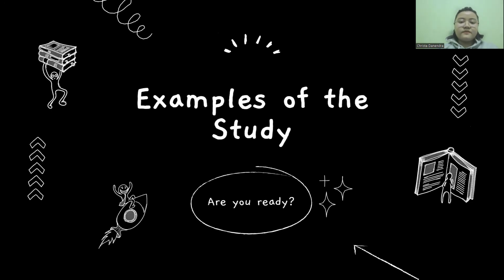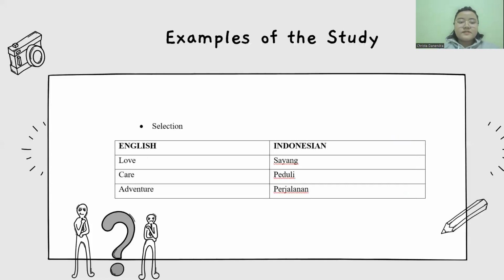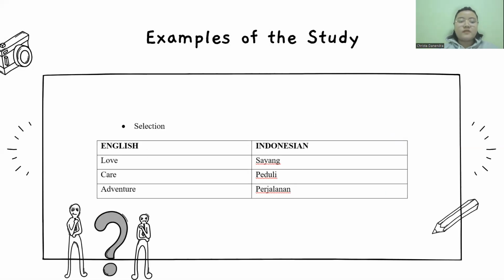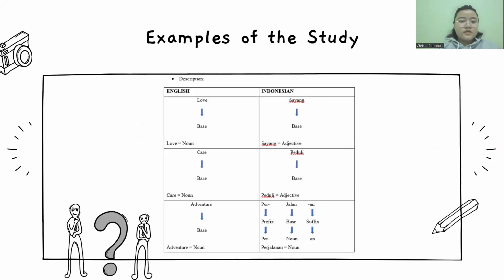Okay, so for the example of the study, the first one is the selection. In English, there are three words: love, care, and adventure. And in Indonesian, they mean sayang, peduli, and perjalanan. For the English noun, love is a base, and it is a noun. In Indonesian, sayang is a base, and it is an adjective. And care is also a base, and it is a noun word. Peduli is also a base, and it is an adjective. And adventure is also a base, and it is a noun.